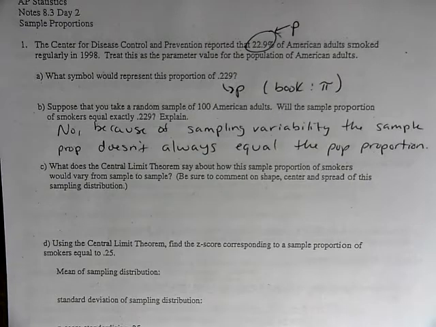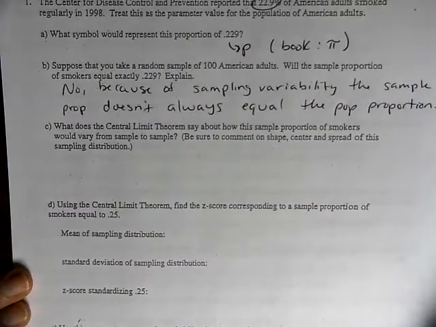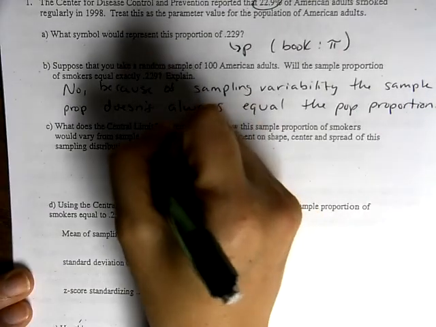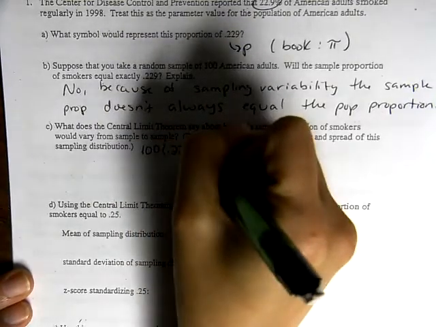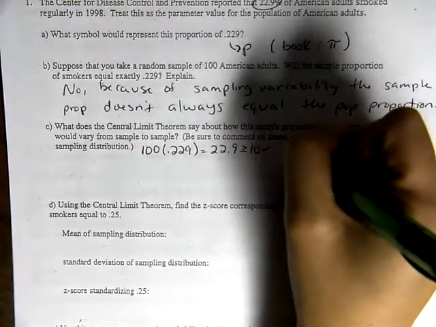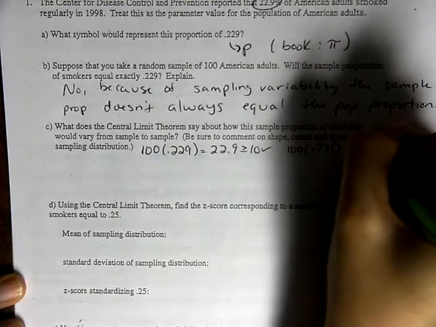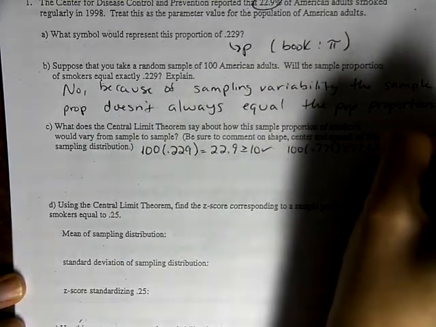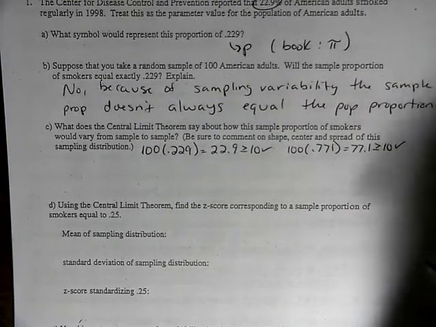So, what does the central limit theorem say about how the sample proportion of smokers would vary from sample to sample? So, shape, center, and spread. Let's double check to make sure this central limit theorem actually works. So, n times p, 100 times 0.229, that's 22.9, which is greater than or equal to 10. And then 100 times 0.771, 77.1, that's greater than or equal to 10. So remember that's n times p and n times 1 minus p.